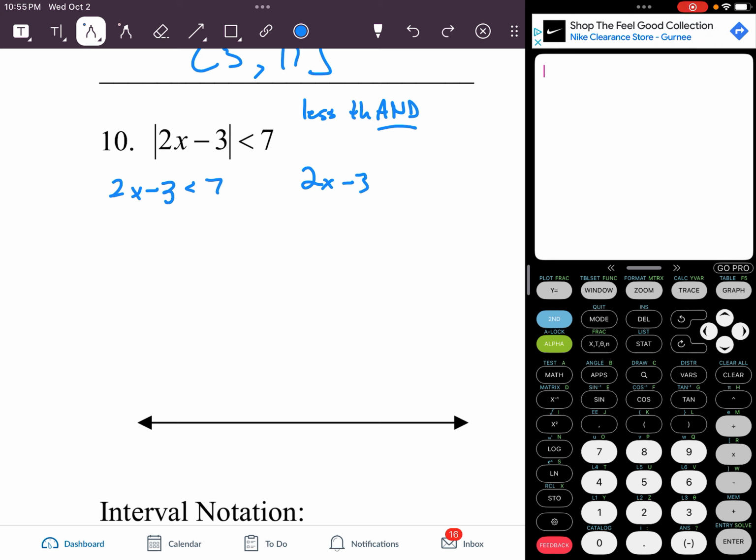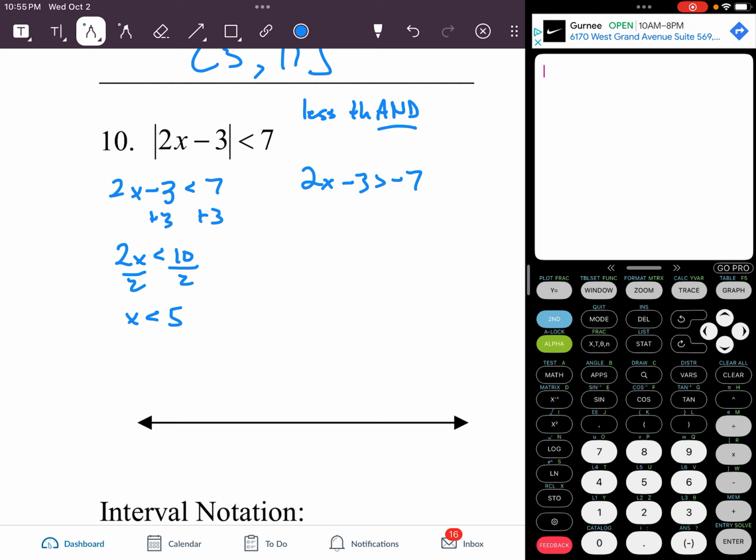Yep, wrong way. When I made the 7 into a negative, I flipped around the inequality sign. So I add 3. 2x is less than 10. Divide by 2. X is less than 5.